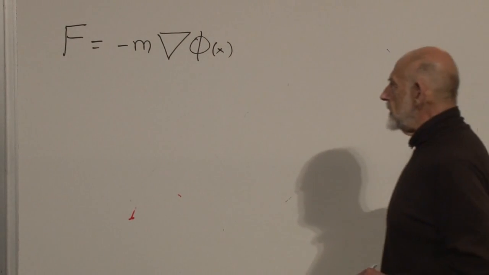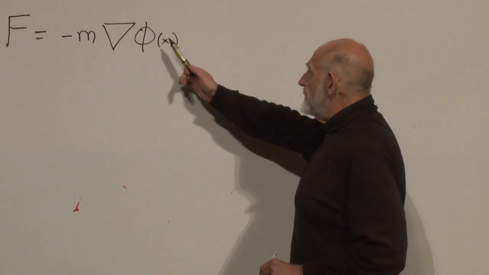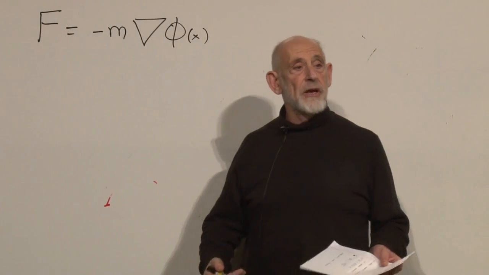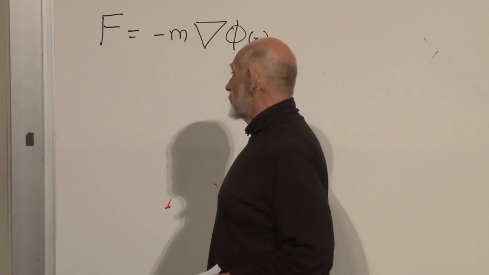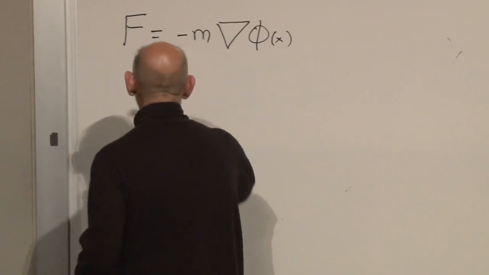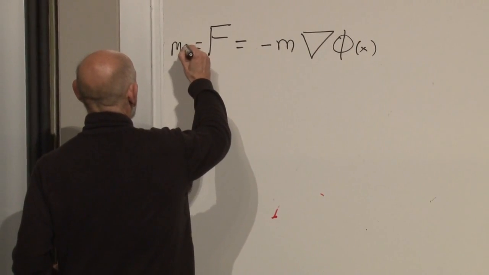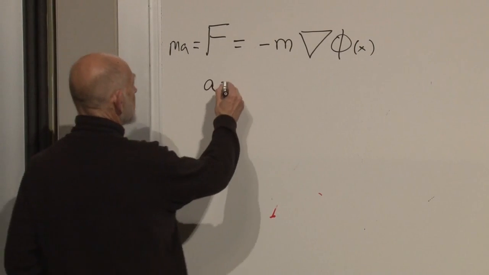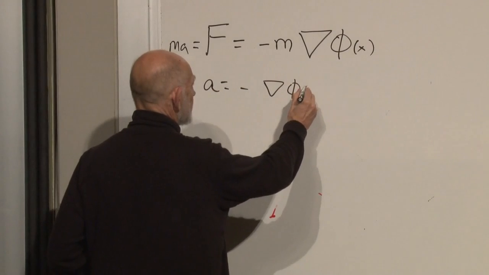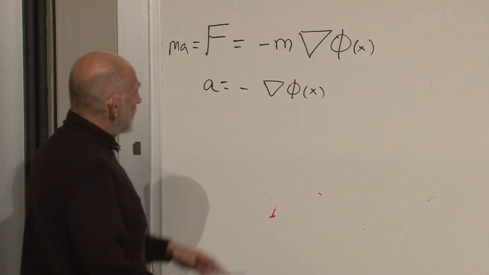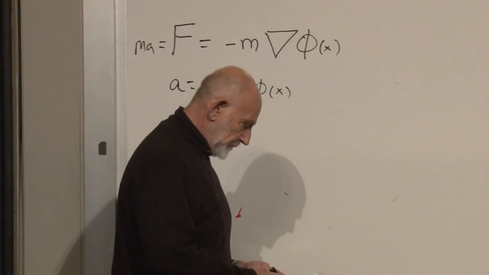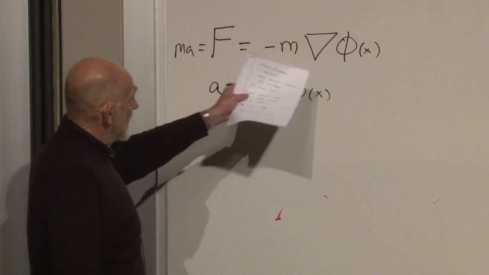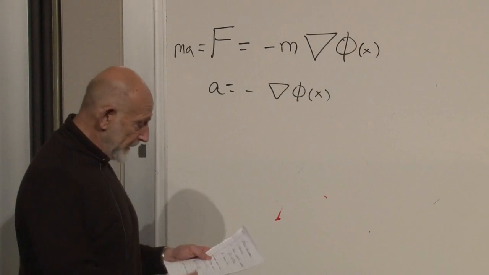That's one aspect of field. Phi of x tells particles how to move, and in this case, by telling them what their acceleration should be. If we write that this is equal to ma, then the m's cancel, and we just have the rule that acceleration is equal to minus the gradient of the gravitational potential. Okay, so that's field tells particles how to move. And on the other hand, masses in space tell the gravitational field what to be.